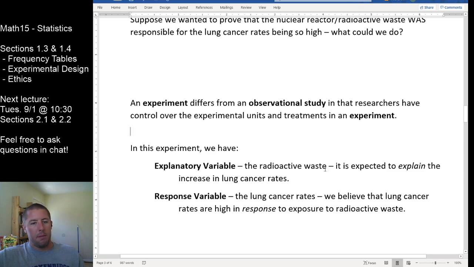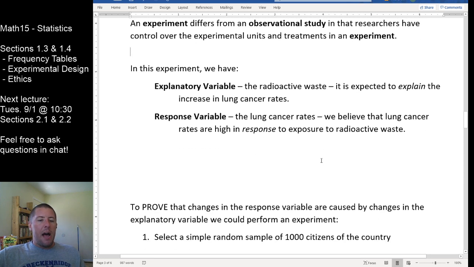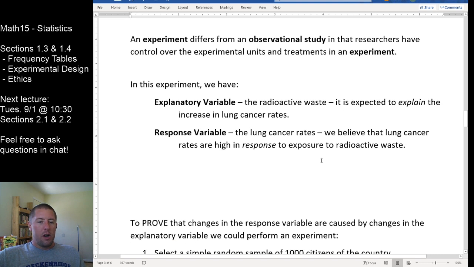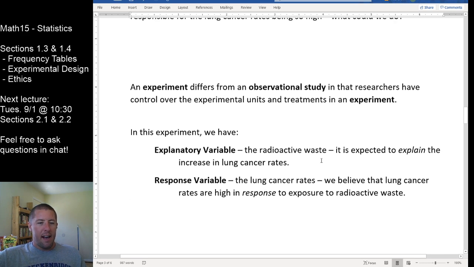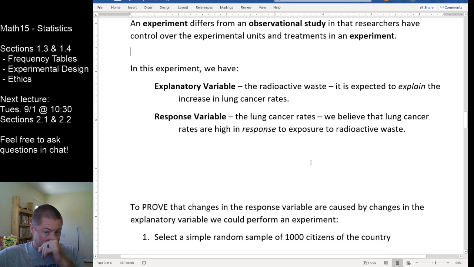Explanatory, response variable. So if I wanted to really prove that the radioactive waste is causing this change in lung cancer rates, then I need to control all other variables. Here's the way I could do this. I could select a simple random sample of 1,000 citizens of the country. I'm just making up the number 1,000 right there, but I want to do good science here, right? So that's a pretty big size study.